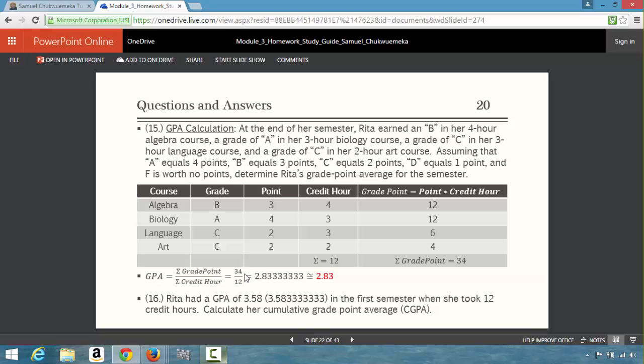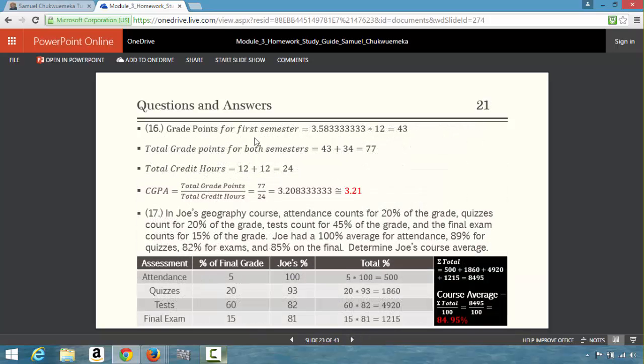Each semester, you add the grade points and you divide by the credit hours. That is what you do. So you find the sigma grade points, the summation of the grade points, for the first semester. That gives you 43. So 43 plus 34 is 77. And then you add the total credit hours for both semesters. It's 24. So her CGPA will be 3.21.